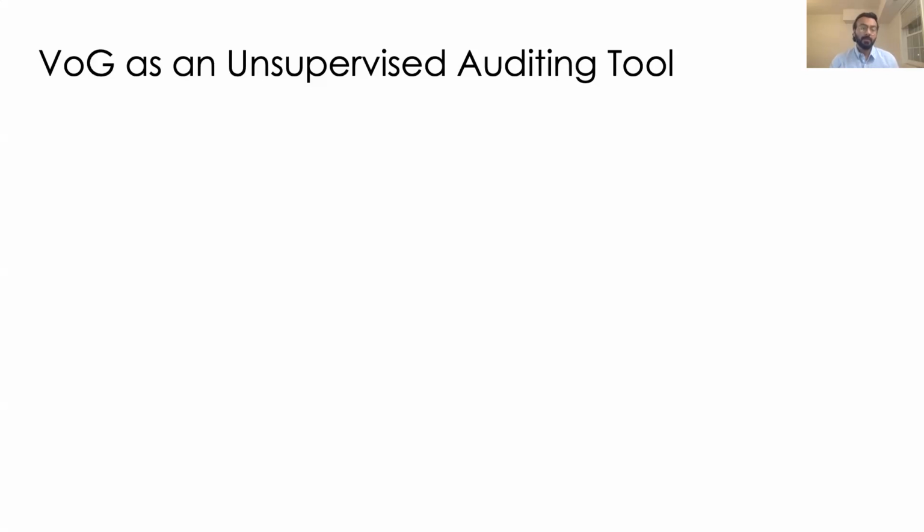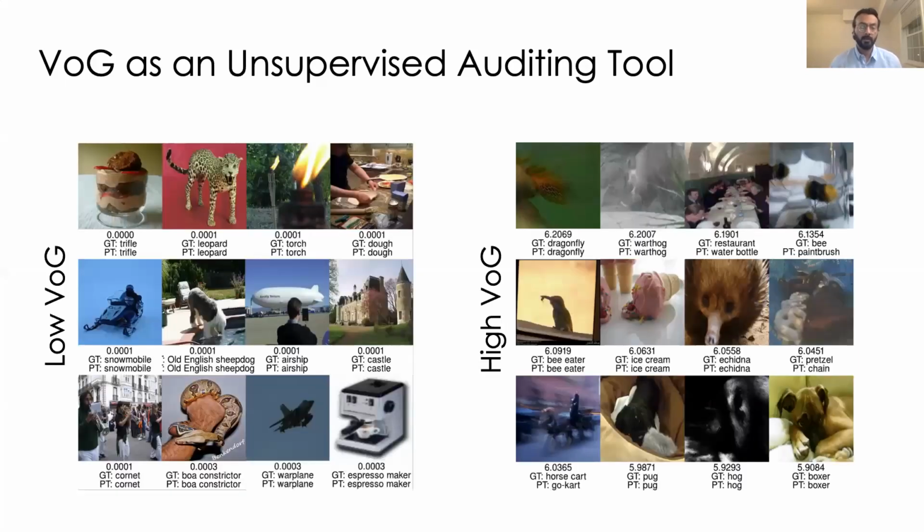But in a real world setting, we often do not know the ground truth class. So the question comes: can VOG serve as a good auditing tool if we don't know the predicted class, or if we don't know the ground truth class of the respective inputs? So what we did here was we took the backpropagated gradient with the top one predicted class of any image, and then we tried to visualize the low VOG and the high VOG samples.